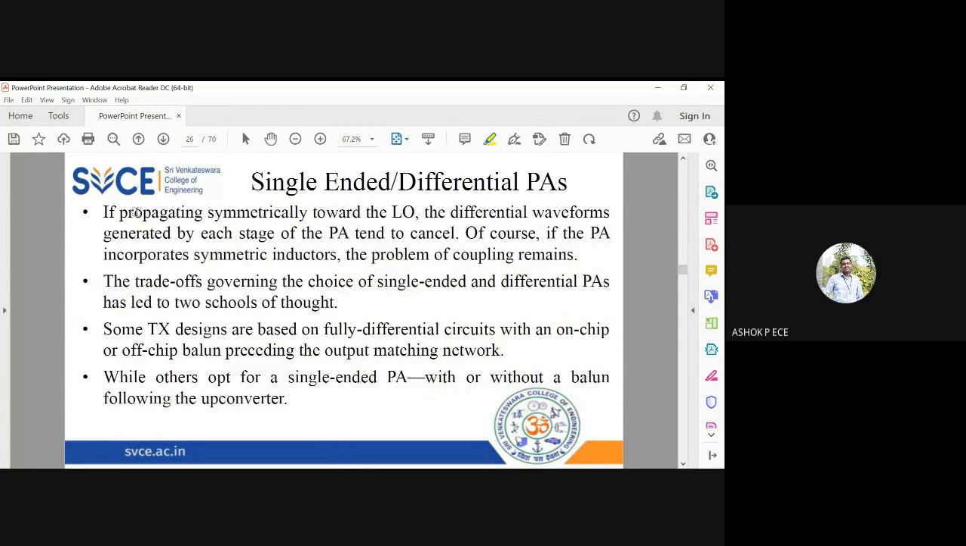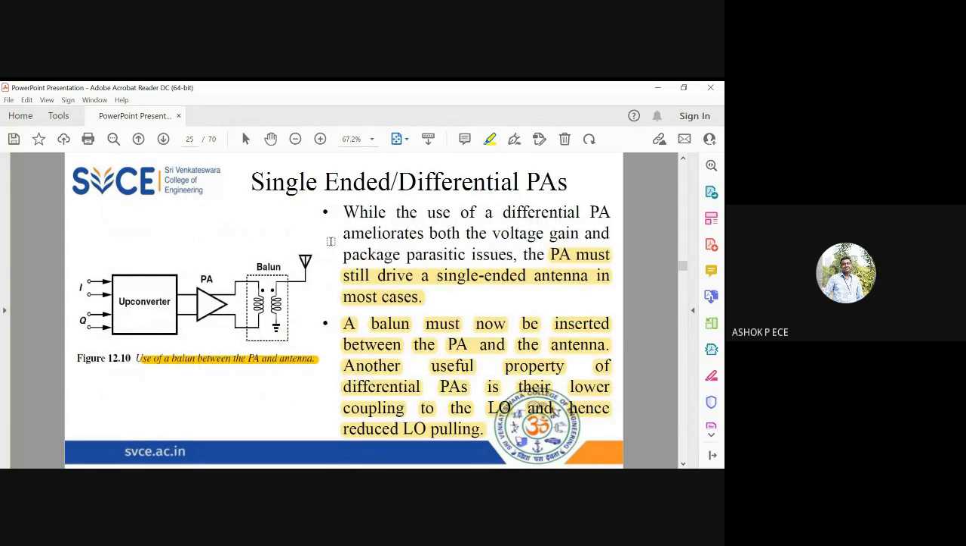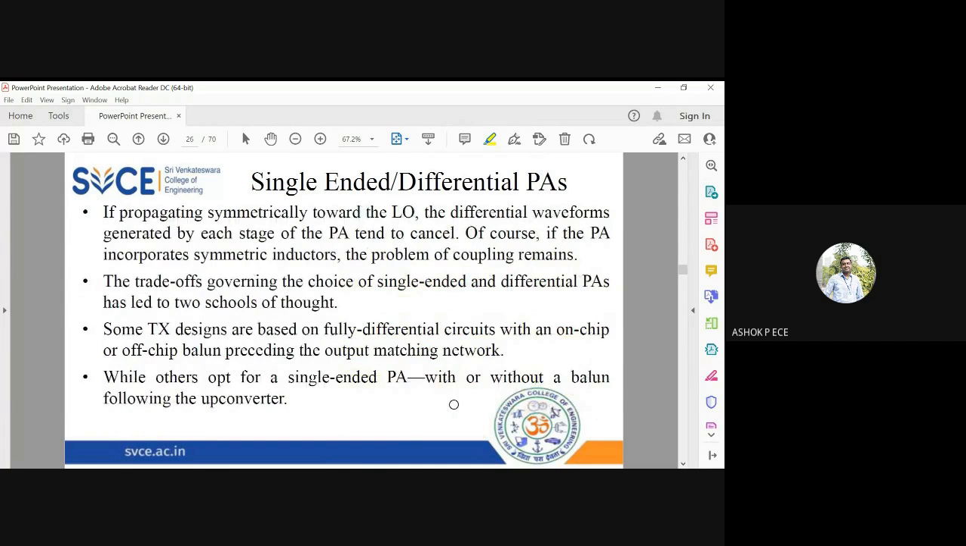Okay, so that is the one change in configuration we do. I'm interchanging the position of the PA and balun to ensure that the local oscillator pulling is completely eliminated. So some transmitter designs are fully differential circuits. Some go for single-ended cases also.